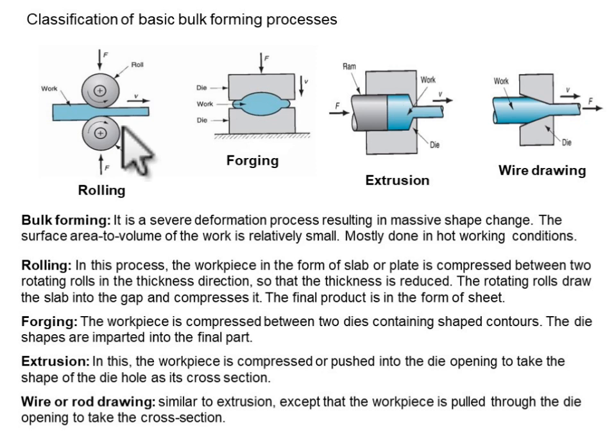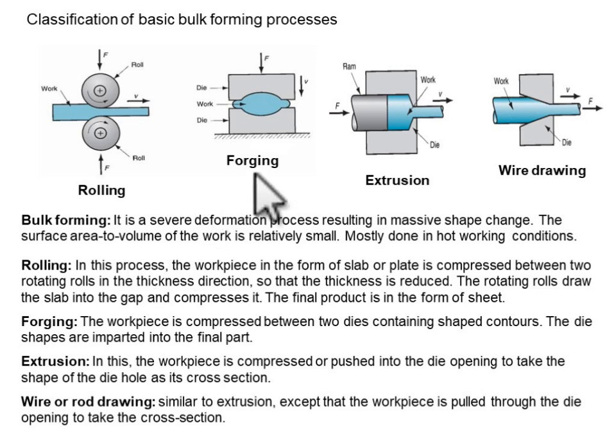So let's start with rolling process. As you can see in this diagram, it is a process in which the workpiece passes through two rollers, and the rollers rotate and pull the material this way, and the material comes out this way, and you can see the thickness of the material will reduce. This is basically the rolling process. The sole purpose of rolling process is to reduce the thickness. So this is the definition of rolling process.